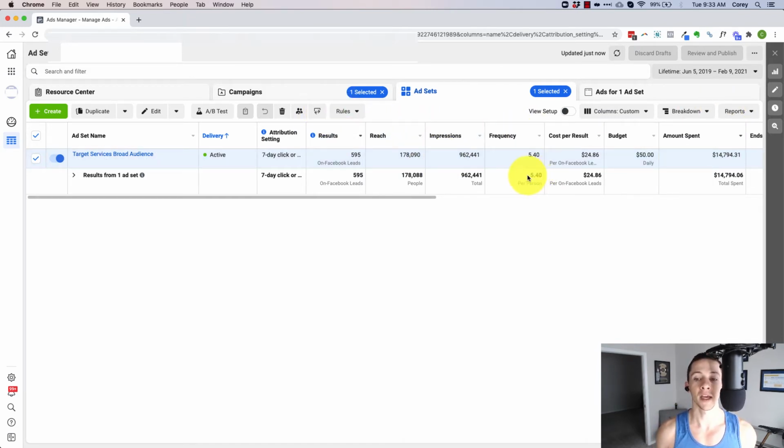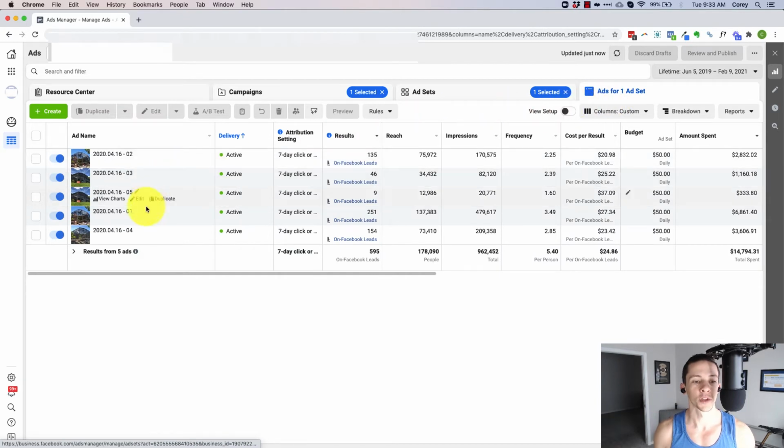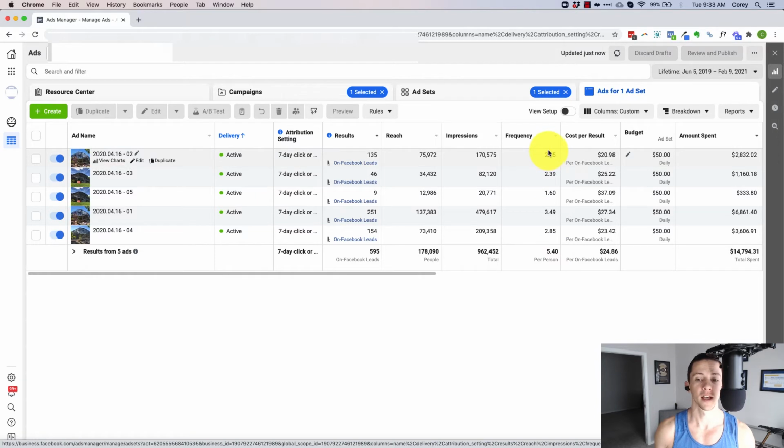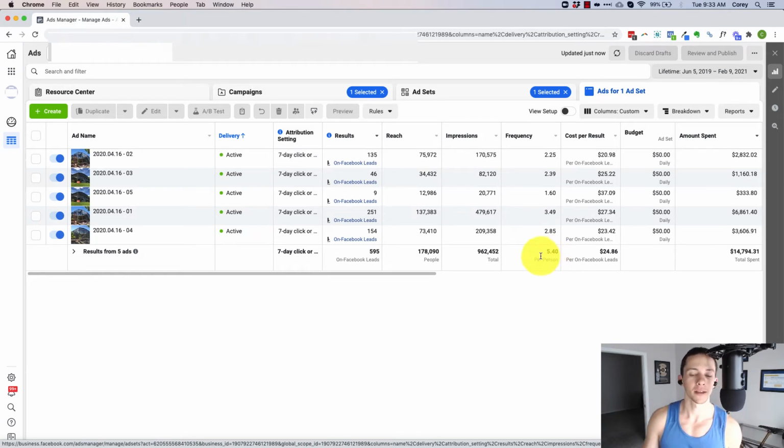So let me just toggle this here to lifetime, and boom, what you can see right here is it has made a frequency of 5.4 per person, and there's not a ton of ads in here. If we go down to the ad level, there's 5 ads in here, and the average person has seen our ads 5.4 times. You can see the frequency per ad right here, right? So what's interesting about this whole thing is that the performance still keeps performing incredibly well. I don't see any signs that we are saturating or fatiguing the audience at all.